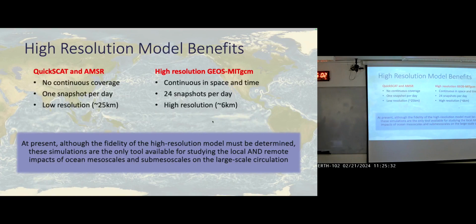So although it's a simulation and the fidelity of these simulations still needs to be tested, right now that's the best tool that we have to study at least the remote effect, how these small-scale features affect the large-scale atmospheric circulation.